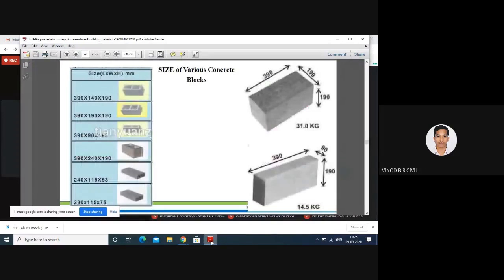Okay. Then sizes of various concrete blocks, how it varies from one vendor to another vendor. I already mentioned there is the 90 mm and 190 mm. In the field they will call it 4-inch brick as well as 6-inch brick. The size varies in length, width as well as the height of the blocks.